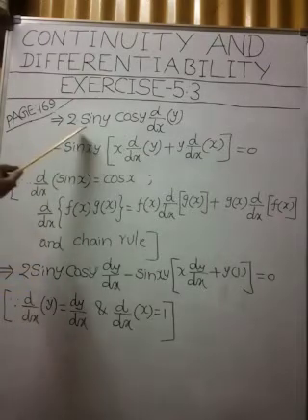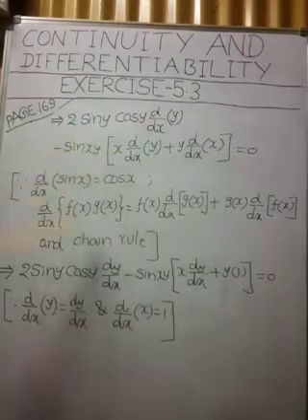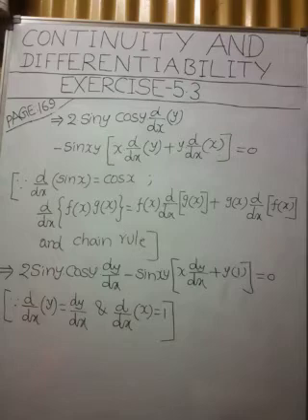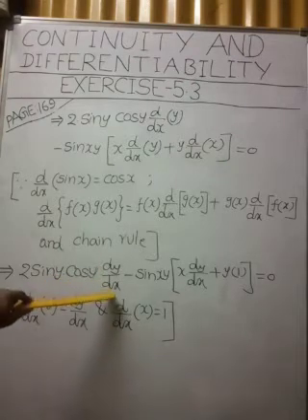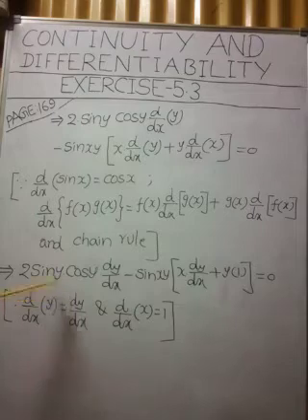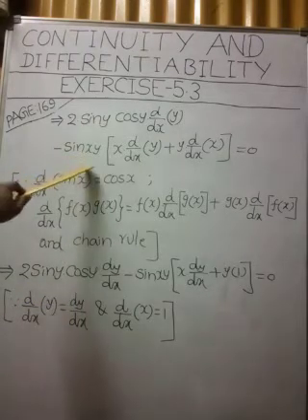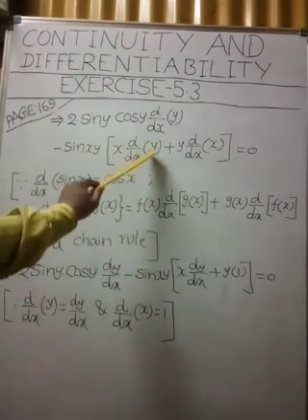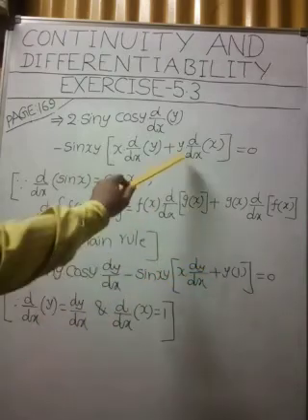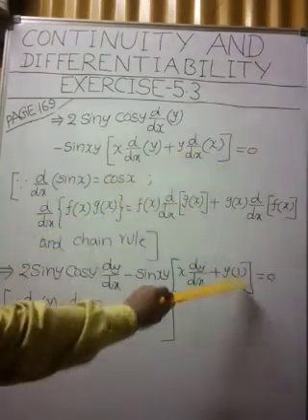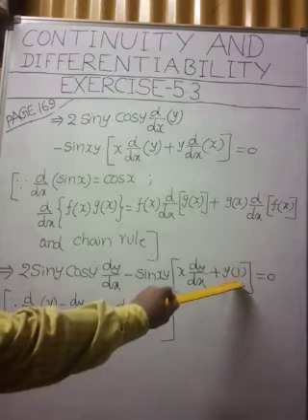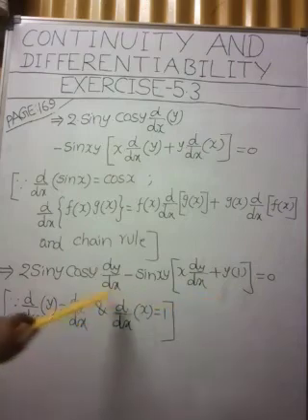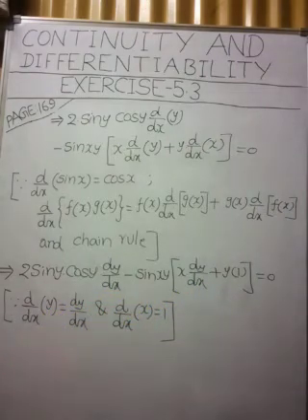This implies in this first term 2 sin y cos y into d by dx of y is there. What is d by dx of y? dy by dx only. So understood this first term, my dear children? Right. Now come to the second term, minus sin xy into x into d by dx of y means dy by dx plus y into d by dx of x is equal to 1. Understood this step, my dear children? Right, is equal to 0. Understood these terms in LHS, my dear children?